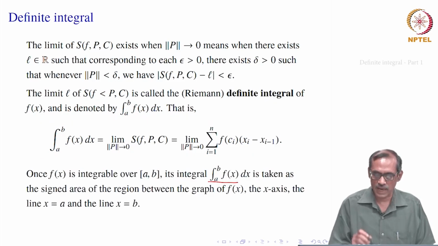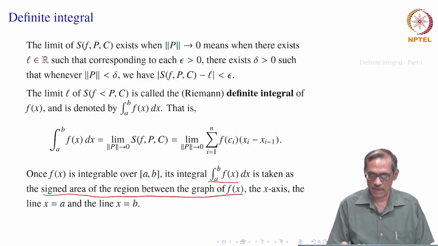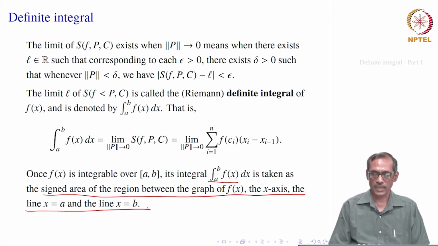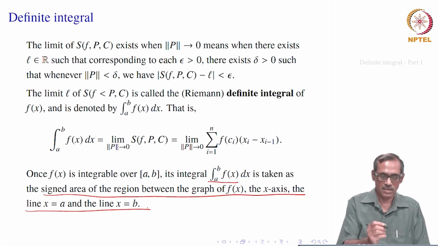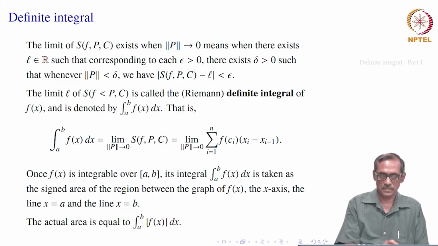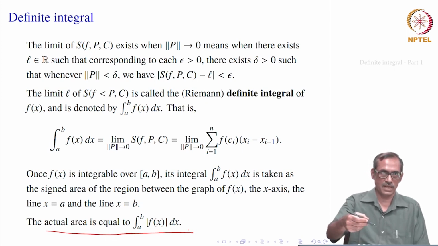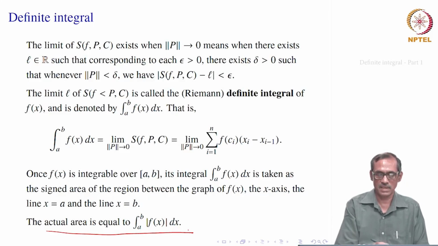So, we have defined the signed area of the region between the graph of f(x), the x axis, and the lines x equals a and x equals b. If you want the correct or exact area, you have to take the integral from a to b of the modulus of f(x), and that will give us the geometric area. So, the actual area is equal to the integral from a to b of |f(x)| dx. In that way, negatives become positive, giving us the actual area.